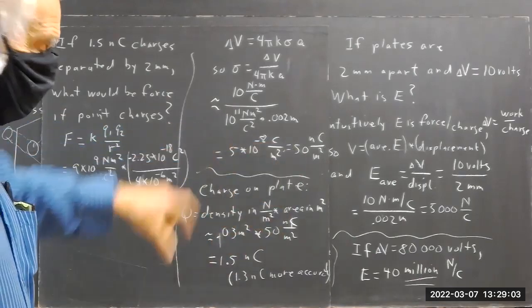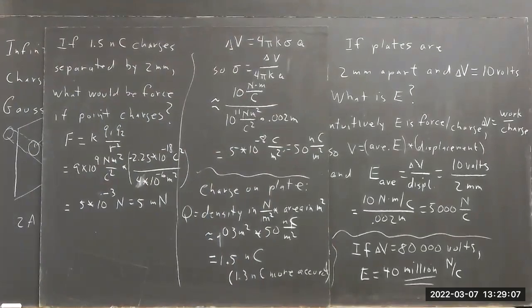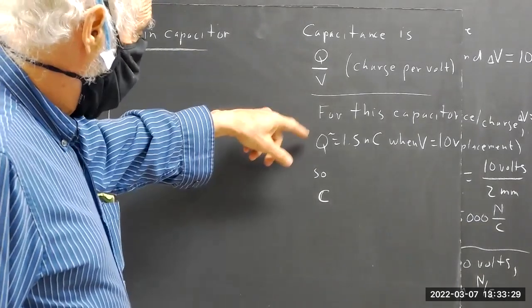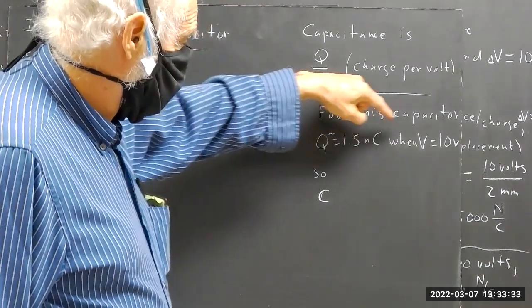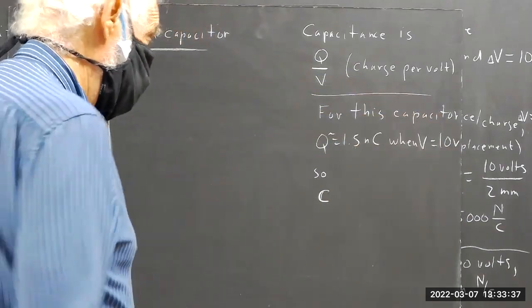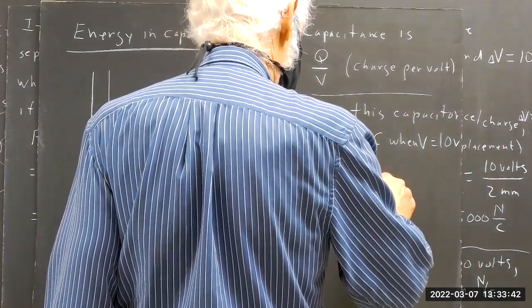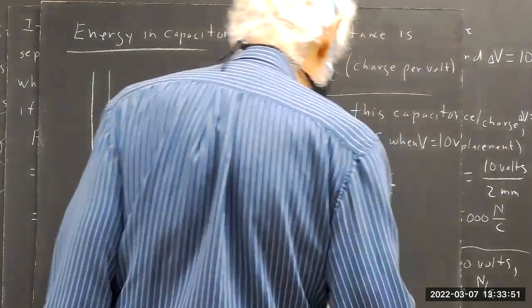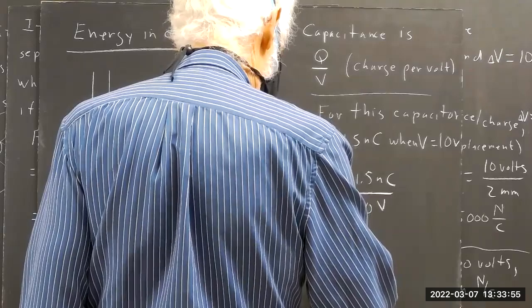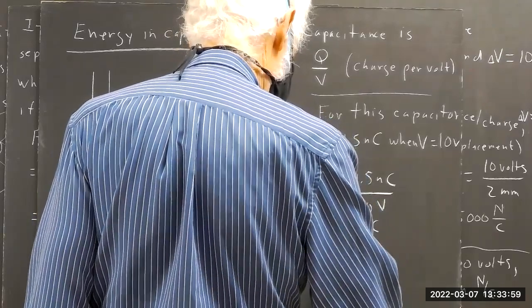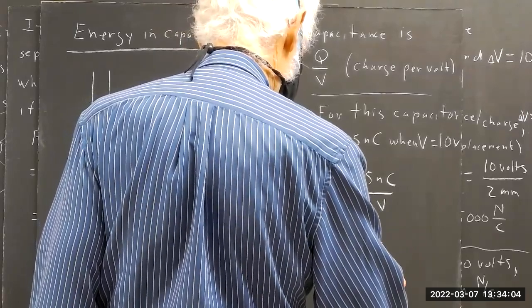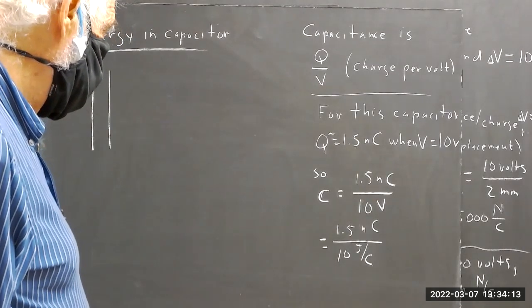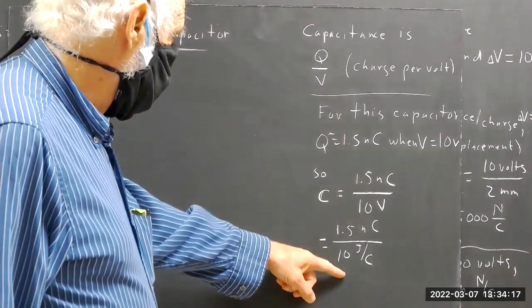Okay. So, again, just kind of investigating the various things that go into the idea of a parallel plate capacitor. Okay, capacitance is defined as charge per volt. For this capacitor, we found that the charge is 1.5 nanocoulombs and the voltage is 10 volts. So we got 1.5 nanocoulombs over 10 volts. Let's work out the units. Nanocoulombs over 10 volts, 10 joules per coulomb.